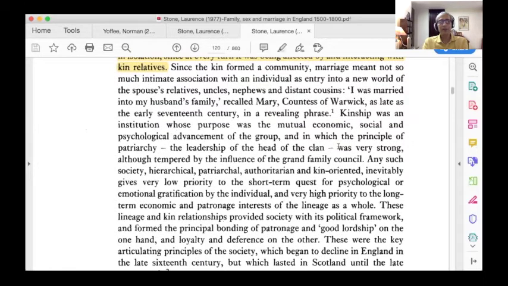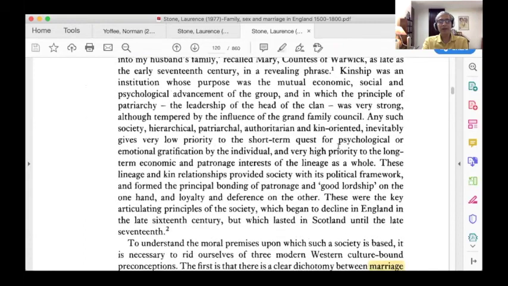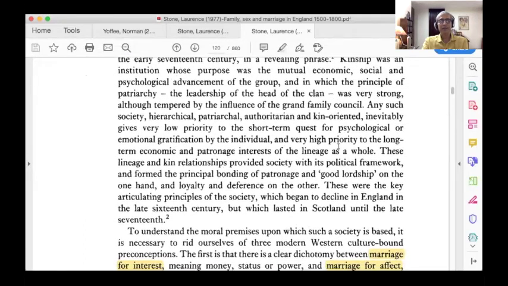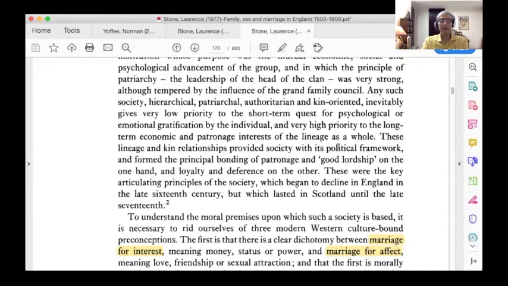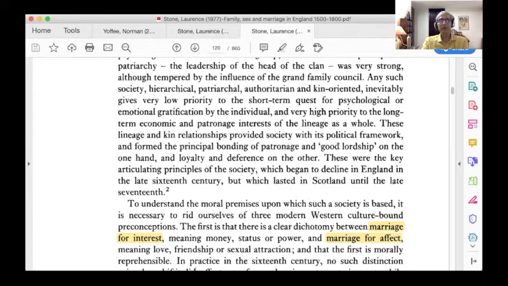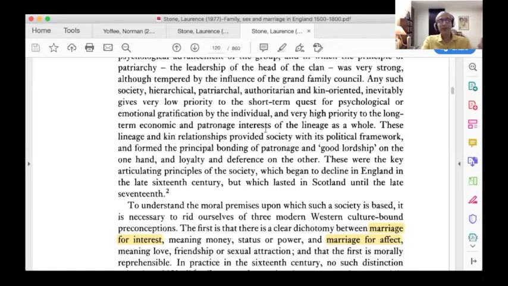Kinship was an institution whose purpose was the mutual economic, social, and psychological advancement of the group, and in which the principle of patriarchy, the leadership of the head of the clan, was very strong, though tempered by the influence of the grand family council. Any such society, hierarchical, patriarchal, authoritarian, and kin-oriented, inevitably gives very low priority to the short-term quest for psychological or emotional gratification by the individual, and very high priority to the long-term economic and patronage interests of the lineage as a whole. So this is very important.